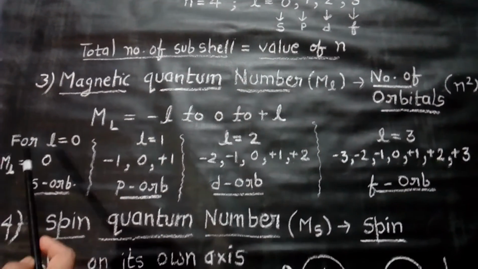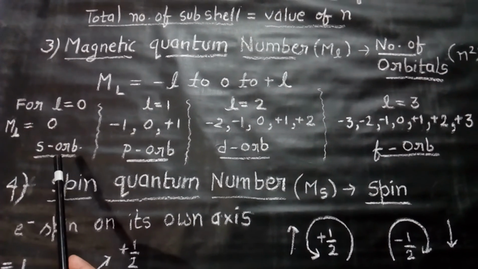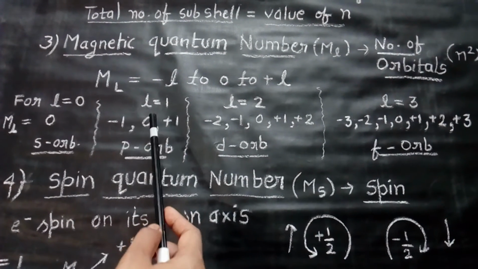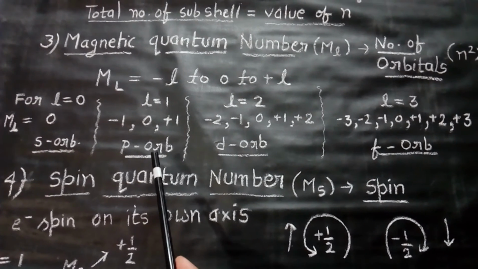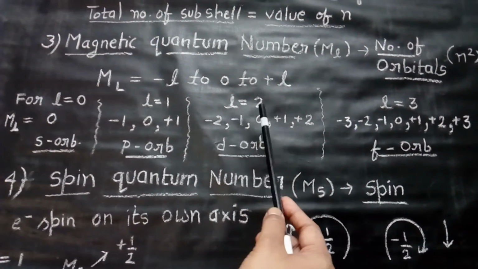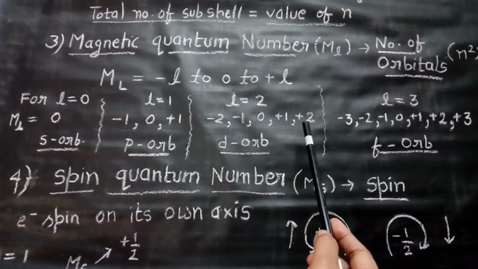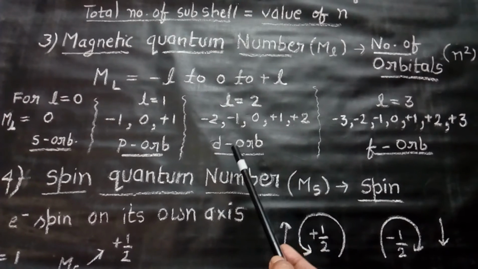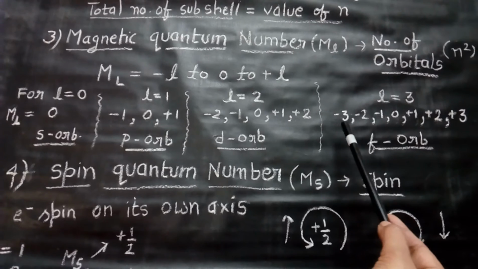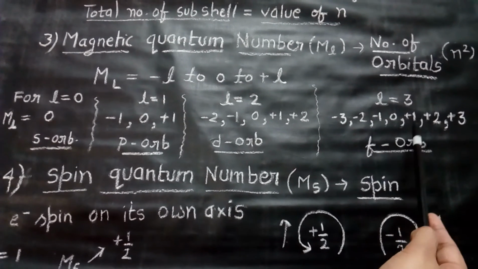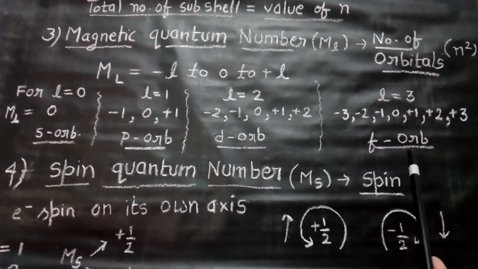For example, for l equal to 0, ml will have value 0. This denotes the s orbital. For l equal to 1, it has 3 values: minus 1, 0 and plus 1. This denotes the p orbitals, that are 3. For l equal to 2, there are 5 values: minus 2, minus 1, 0, plus 1 and plus 2, because in each d subshell there are 5 d orbitals. For l equal to 3, there are 7 values: minus 3, minus 2, minus 1, 0, plus 1, plus 2 and plus 3. It denotes that the f subshell has 7 f orbitals.